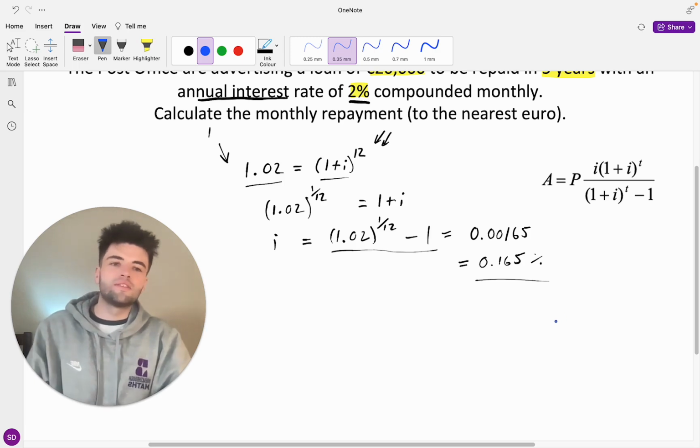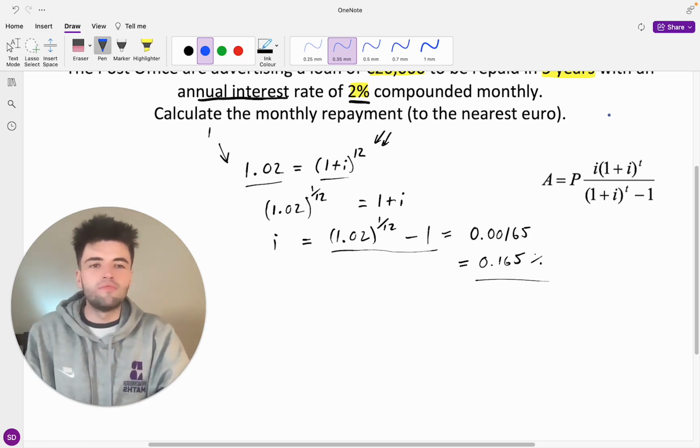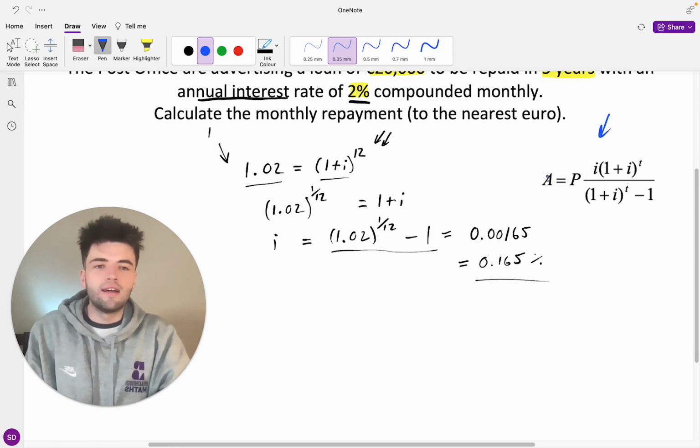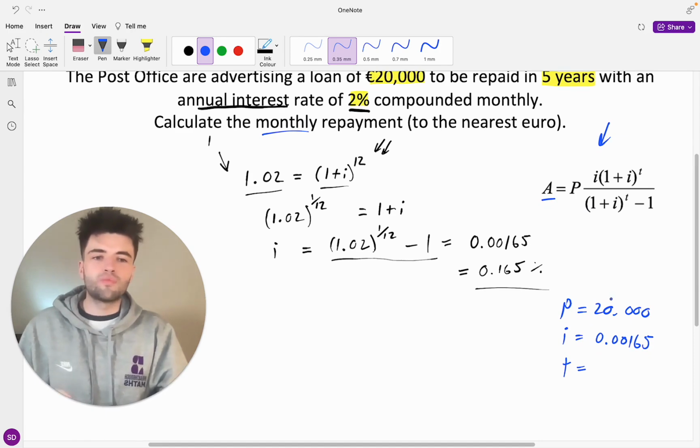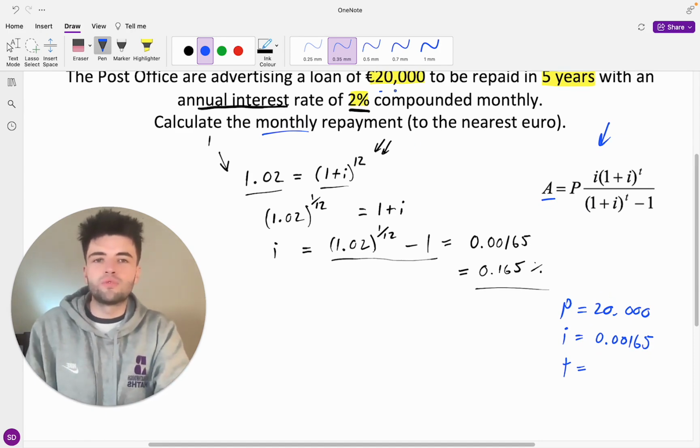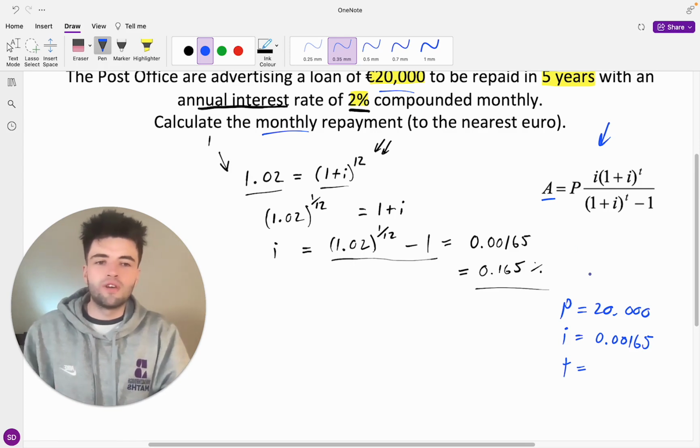Now I'd say the best thing to do is to label the values that we're going to be plugging into our amortization formula. We're looking to calculate A, which is the monthly repayments. To get that, we're going to use P, I, and T. P is straight from our question, and that's the amount of the loan, which was €20,000. Then I, we've just found, is 0.165%. And finally, T is going to be the total number of months.